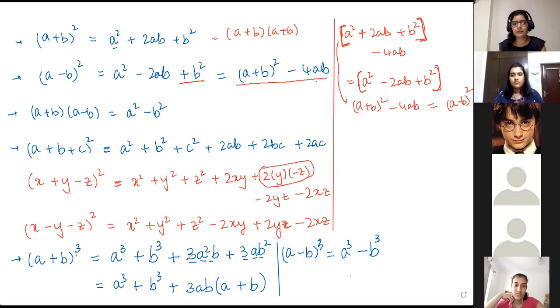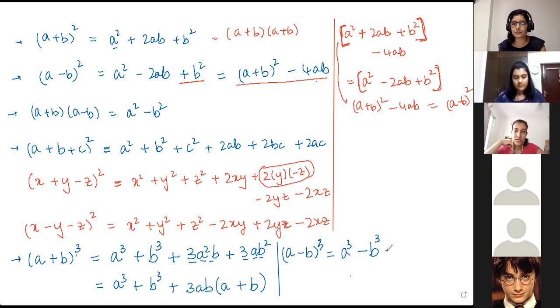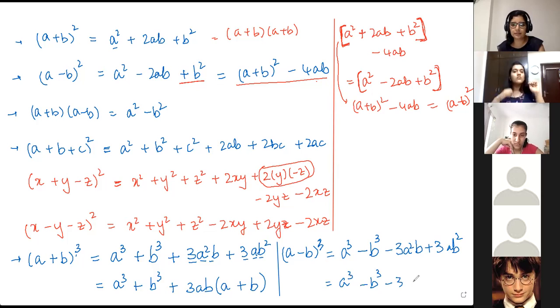So 3A square B, will this be positive or negative? Negative. So minus 3A square B. And 3AB square will be positive or negative? Positive. Very good. 3AB square. And इसका दूसरा format, it's a straightforward replacement. A cube will be positive, but B cube will be negative. Then यहाँ पे single B is there, so this will be minus 3AB, and inside will be A minus B.